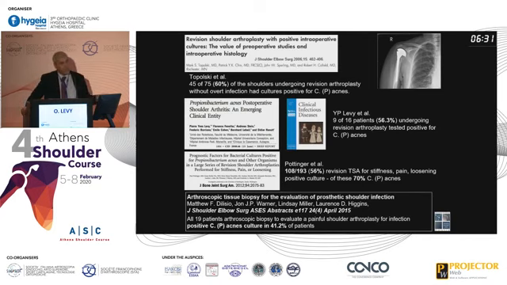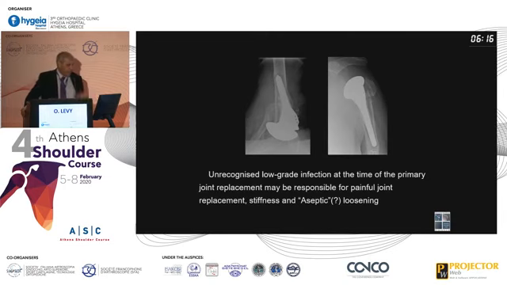So we can see that J.P. Warner suggested to do an arthroscopy to take specimens, and indeed, he found in his arthroscopy 41.2% of these patients with aseptic loosening were positive for C. acnes. So it is unrecognized low-grade infection that probably, and that's my theory, it's an unrecognized low-grade infection at the time of the primary joint replacement, and that it may be responsible for this painful joint replacement and stiffness and aseptic loosening, in inverted commas.